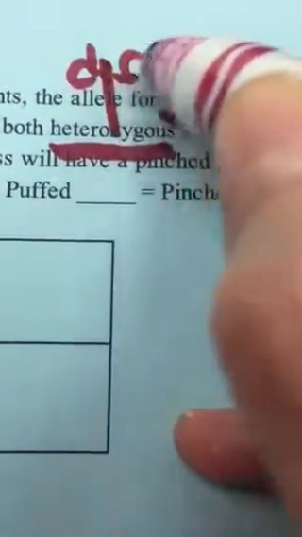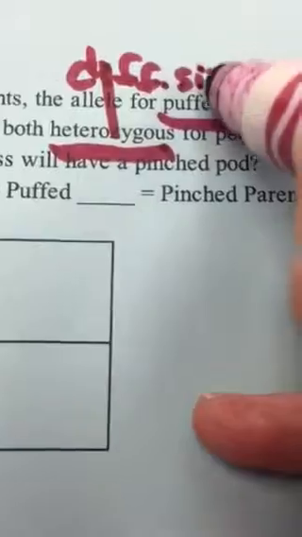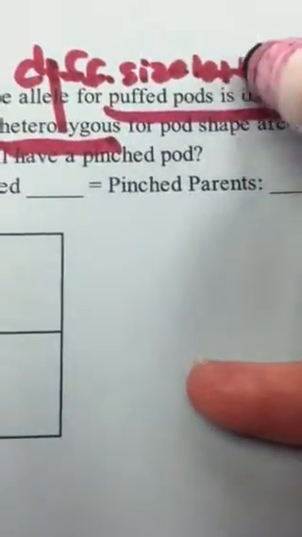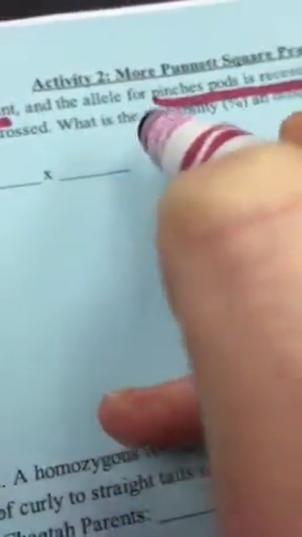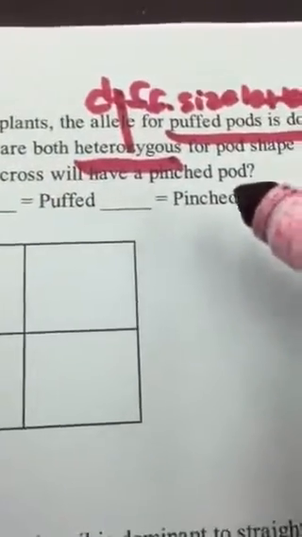Okay, so two peas that are both heterozygous. Remember, heterozygous means different size letters for pod shape are crossed. What is the probability in percents an offspring from this cross will have pinched pod?